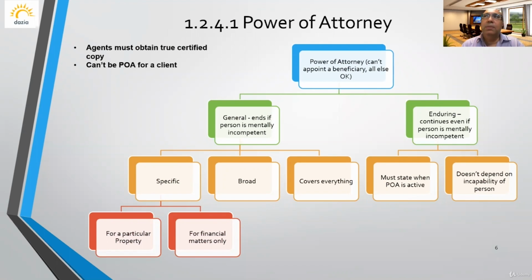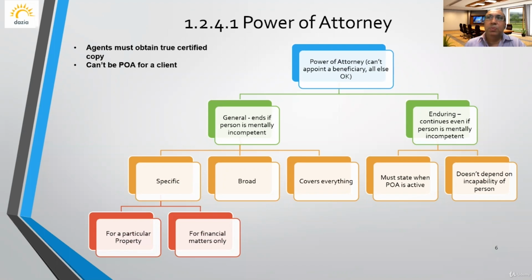And so there's two types of power of attorney. One is a general and the other is the enduring. So the general, it ends if the person is mentally incompetent. Then it will end. So that is the general one. And the enduring one, it continues even if the person is mentally incompetent. It continues.